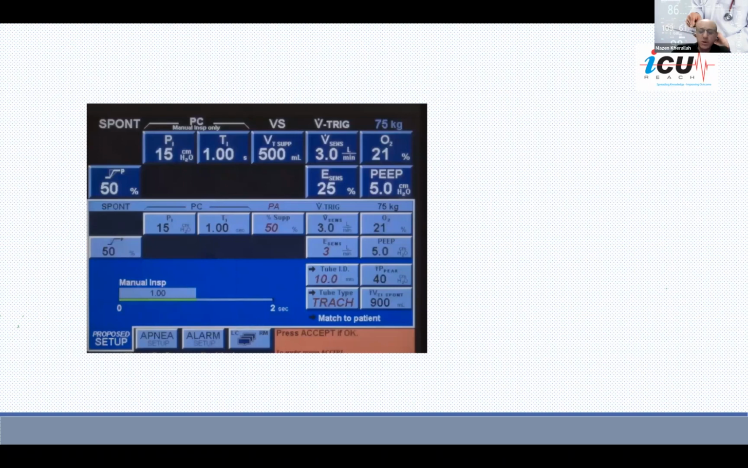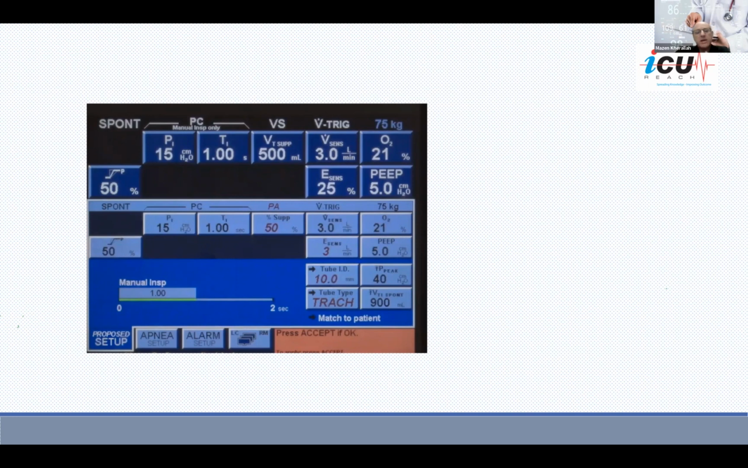This is an example of the older Bennett. I think this is the 840. And you can see here that we set the percentage of support at 50%. So you don't set any flow assist or volume assist in this one. You only set the percentage of support that you want the machine to take over.